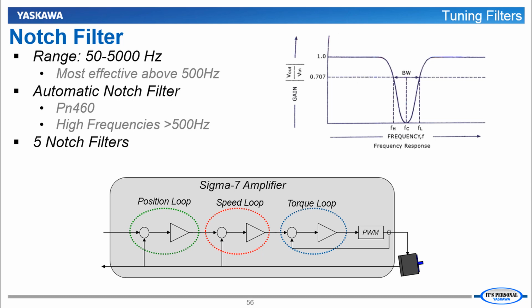What is this notch filter that we just set? Well, it's a way to filter out a narrow band of frequencies at the input to the torque loop. And it allows both lower frequencies and higher frequencies to pass through, just not that problematic frequency. And as we mentioned, it's best used above 500 hertz. In fact, we even have an automatic notch filter in Sigma-7 that if there's vibration, it will detect it and set the notch filter for you automatically. We have up to 5 notch filters.